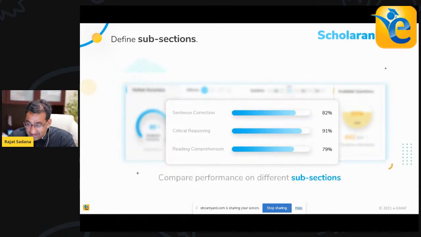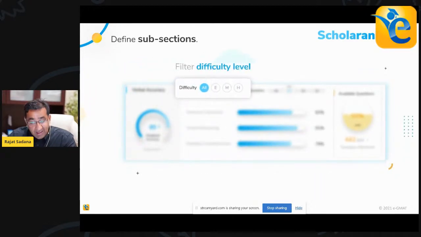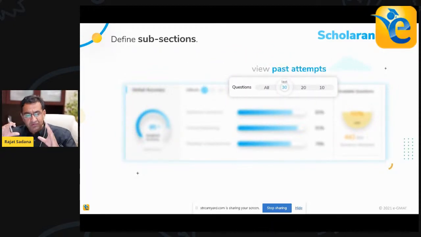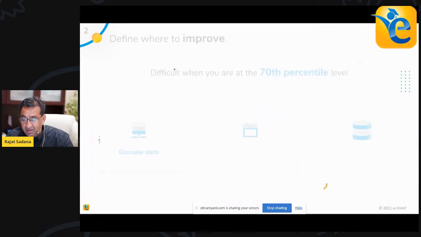It is divided by subsections. You can really compare it with difficulty levels, you know, easy, medium, hard. And you can do your recency as well. All of this in a single chart. And this is truly a three-dimensional chart by subsections, by difficulty level, and by recency. And it allows you to narrow down the subsection and the difficulty level that you need help on.